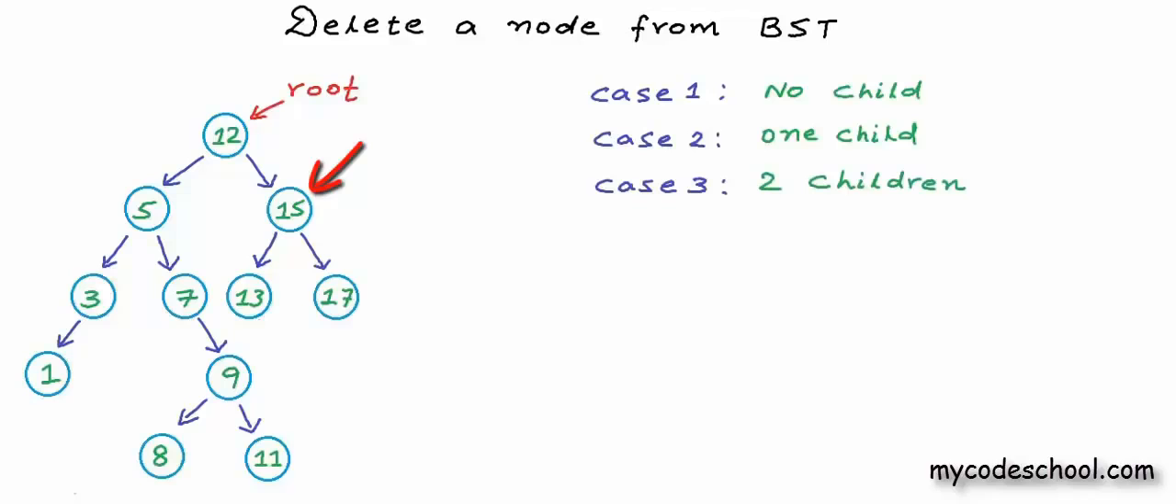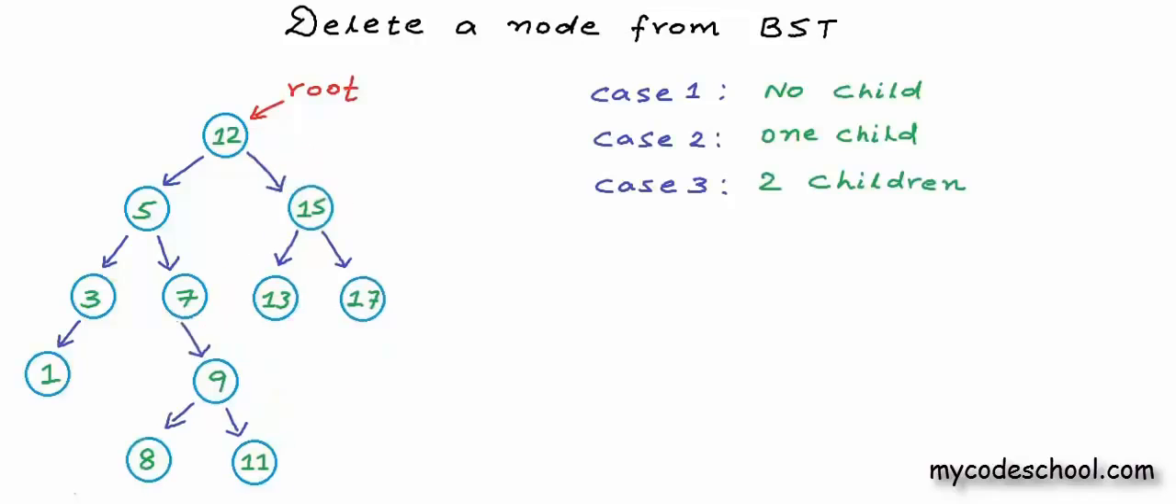With two children, we can't do something like connect parent to one of the children. While trying to delete 15, if we connect 12 to 13, if we make 13 the right child of 12, then we will include 13 and anything below 13. That is, we will include the left subtree of 15, but we will lose the right subtree of 15. That is 17 and anything below 17. Similarly, if we make 17 the right child, then we will lose the left subtree of 15. That is 13 and anything below 13.